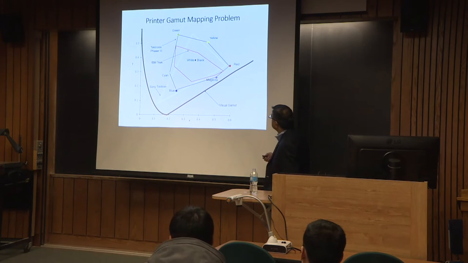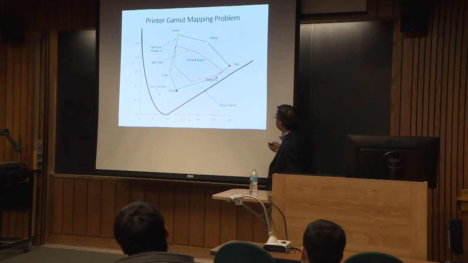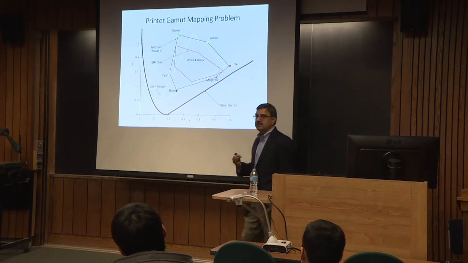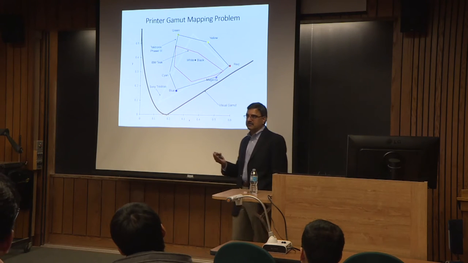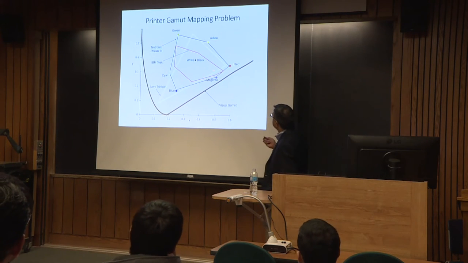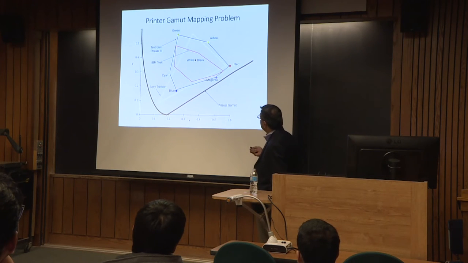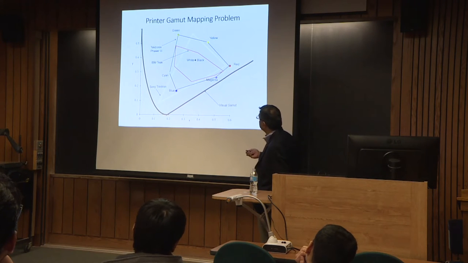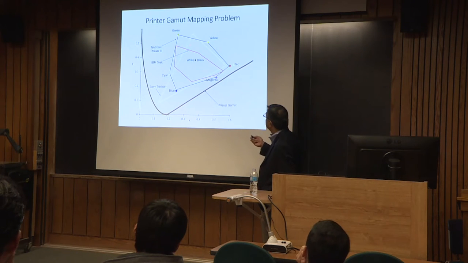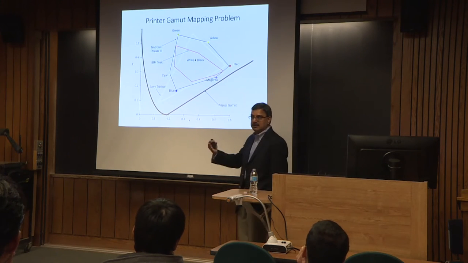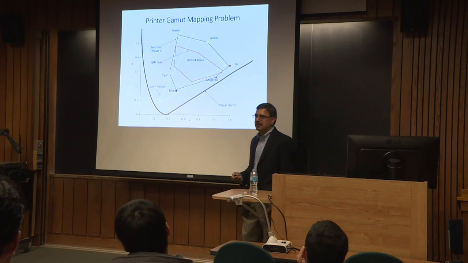And the monitors have additive color production scheme, that's why they look triangular, blue, green, and red here. Whereas the printers subtractively produce color, they filter. Cyan is a red filter, for instance, and similarly, yellow is a blue filter, and so on. So therefore, the printer gamut, as it's called, the range of colors the printer can produce, is very different from the range of colors the monitor can produce. So if I'm given a color point here, what is the nearest color point in the printer space? That's really the gamut mapping problem.